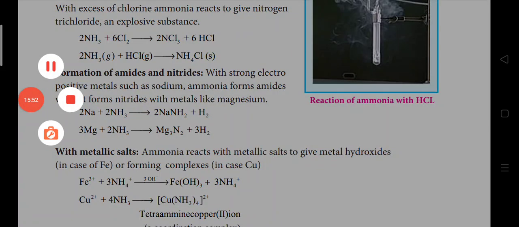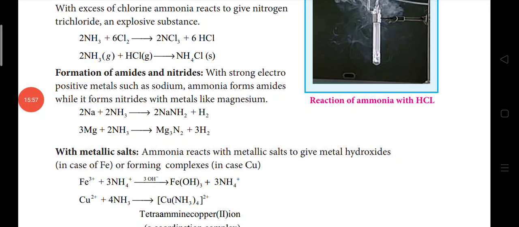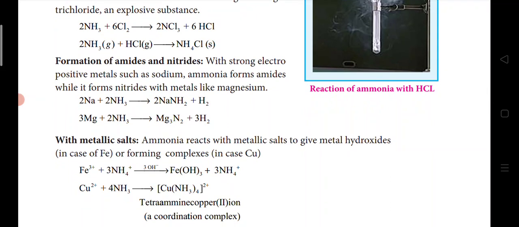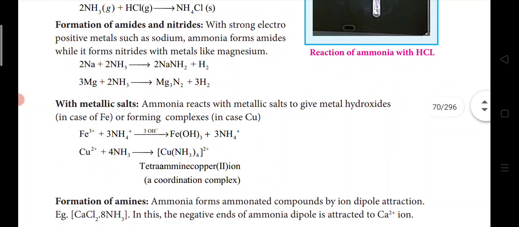So what are amides? How are the amides formed? With strong electropositive metals like sodium, ammonia forms amides, while it forms nitrides with metals like magnesium. So sodium reacts with ammonia to form sodamide, and magnesium reacts with ammonia to form magnesium nitride. Because of the strong electropositive nature of these metals, they react to form amides and nitrides.